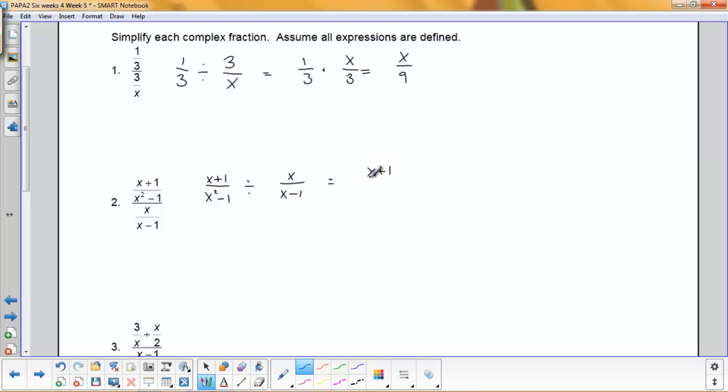Alright, so x plus 1 divided by x squared minus 1. Keep, change, flip, x minus 1 divided by x. The thing that you have to recognize here is that's a perfect square trinomial. Sorry, the difference of two squares. So that's going to be x minus 1 times x plus 1. Given that, I'm going to go ahead and cancel this one with that one, cancel this one with that one, and the final answer is 1 over x.